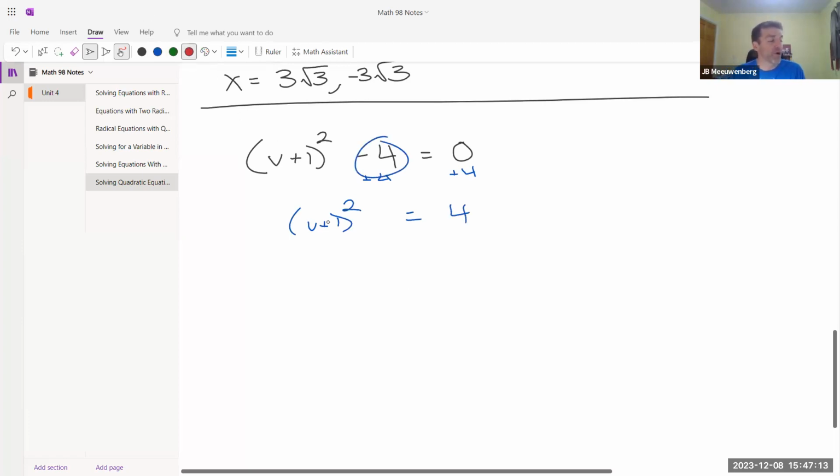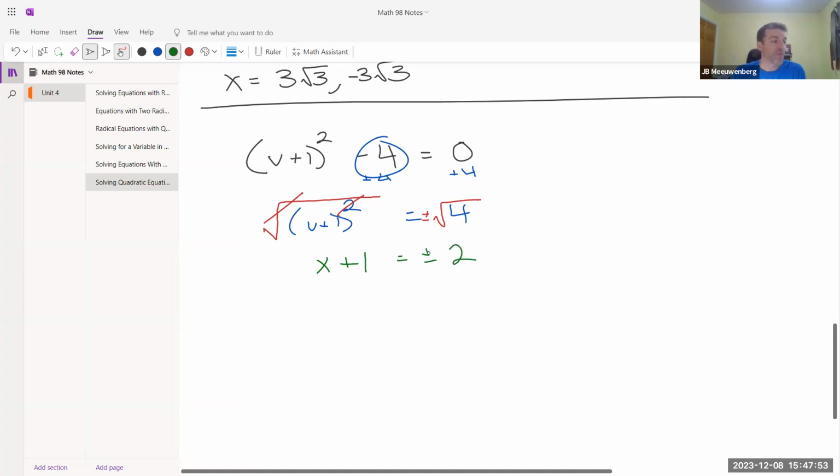And now, even though there are multiple terms in this parentheses, I don't have to square it. I don't have to multiply two binomials and do binomial distribution. I can just get rid of this exponent by taking the square root. Isn't this a much nicer approach? And then we're going to take plus and minus the square root of the other side. This is now v plus 1, because all this other stuff is gone, equals plus and minus, and we can do the square root of 4, right? It's 2.